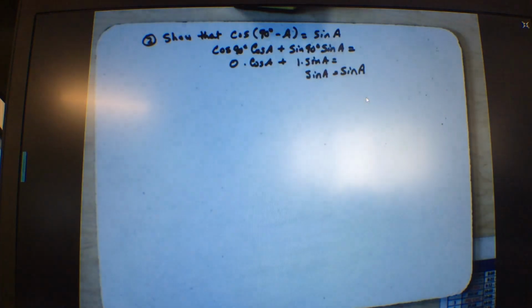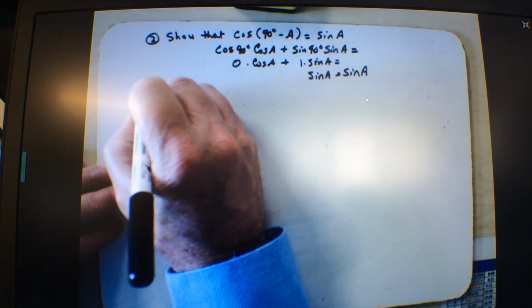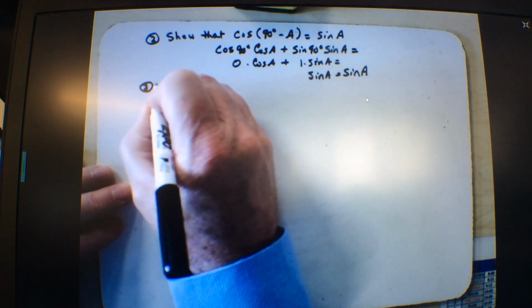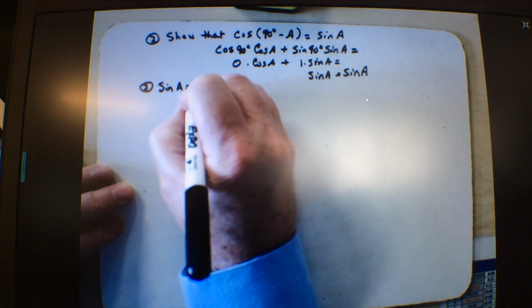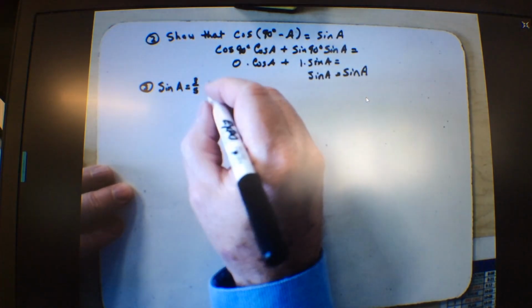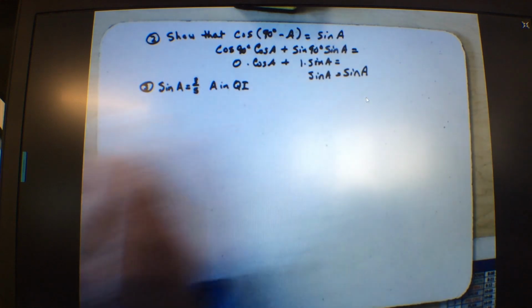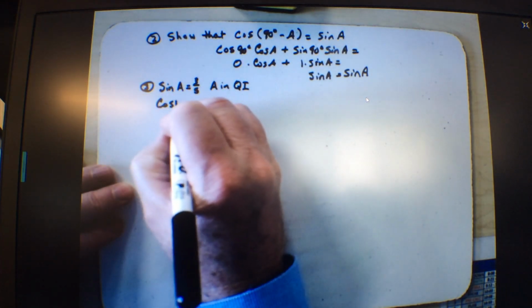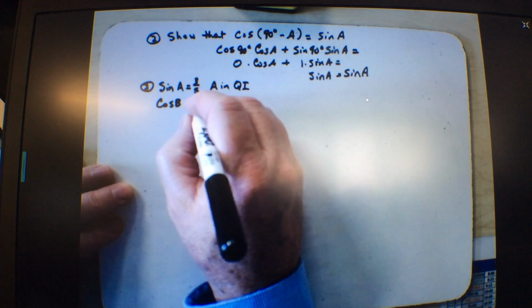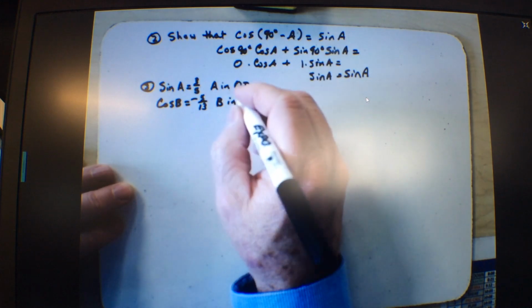All right, so now I'm going to turn to page 270. Page 270, this is example 7. We're going to call it example 3. It says if the sine of alpha equals 3/5, and alpha is in quadrant 1, this is what I know, correct? I also know that the cosine of B is negative 5/13, and B is in quadrant 3.